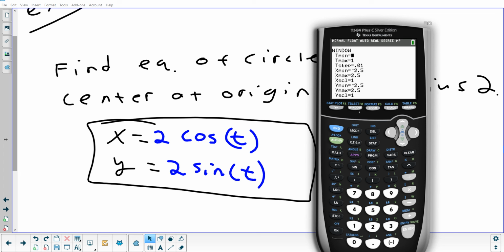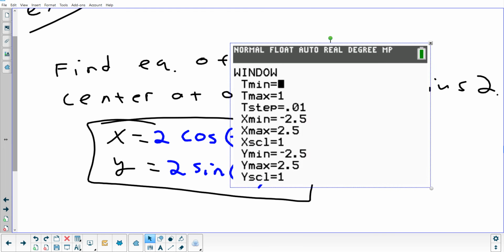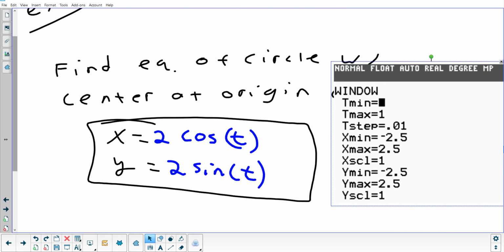Well, I know this is a circle with a radius of 2. So that means if you're at the origin, it's going to go 2 units every way. My window is set -2.5 to 2.5 on the x's and the y's. That's fine. The circle will fit on the screen.